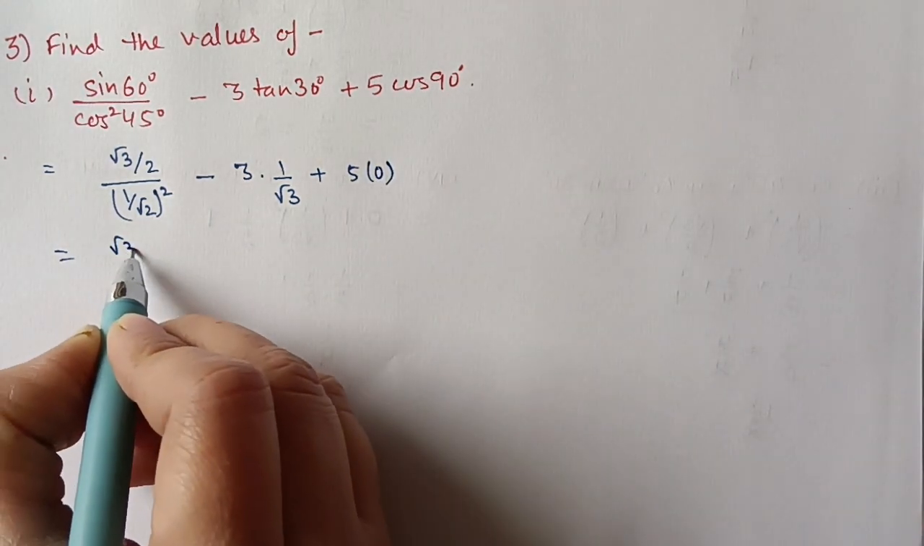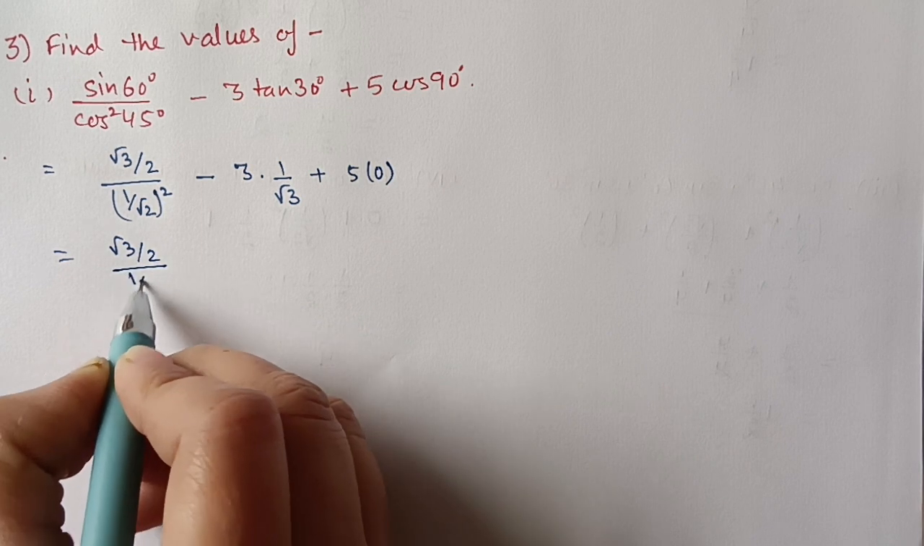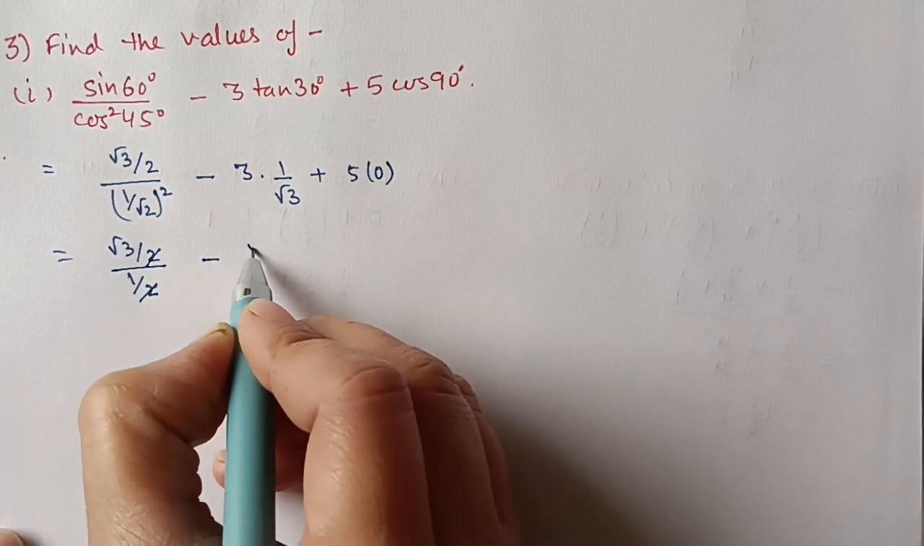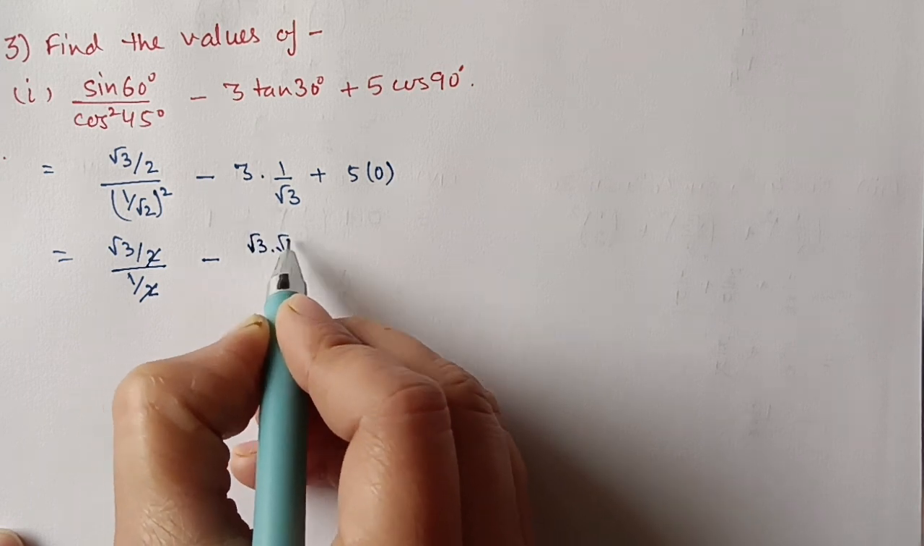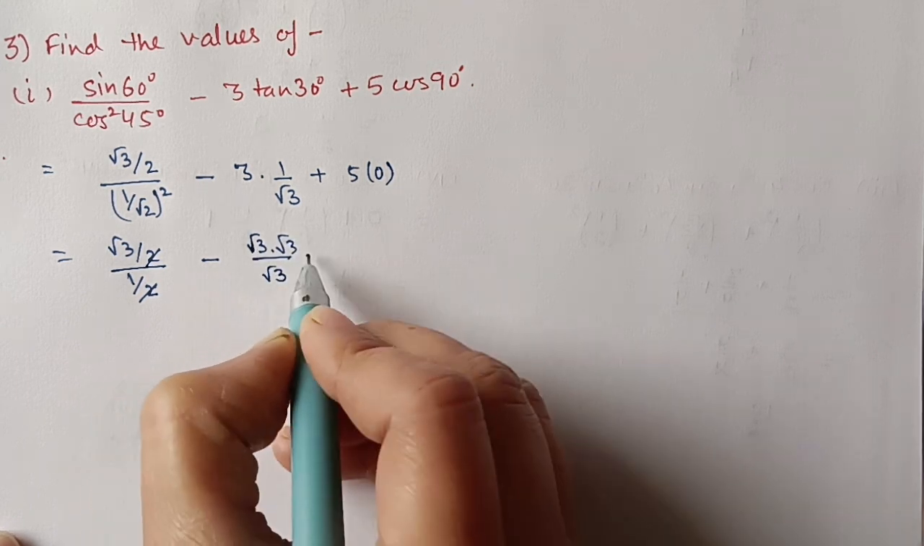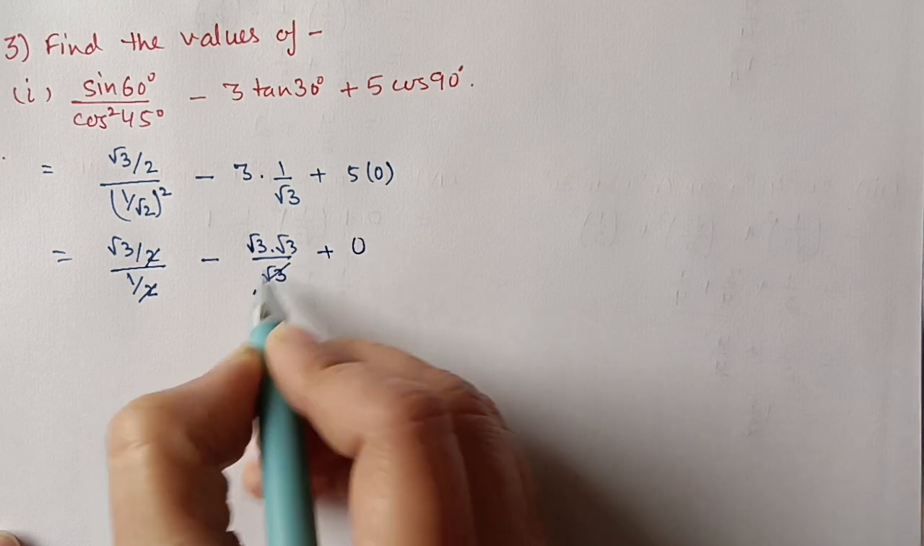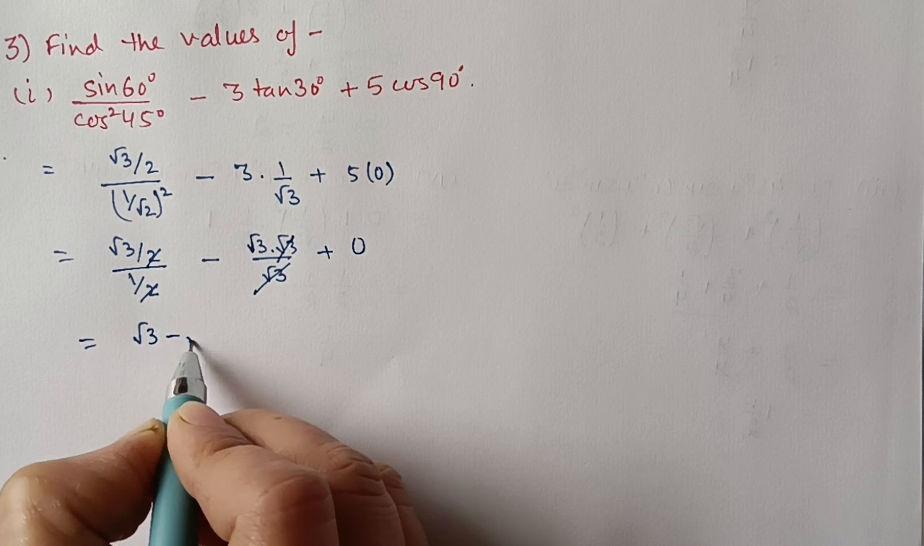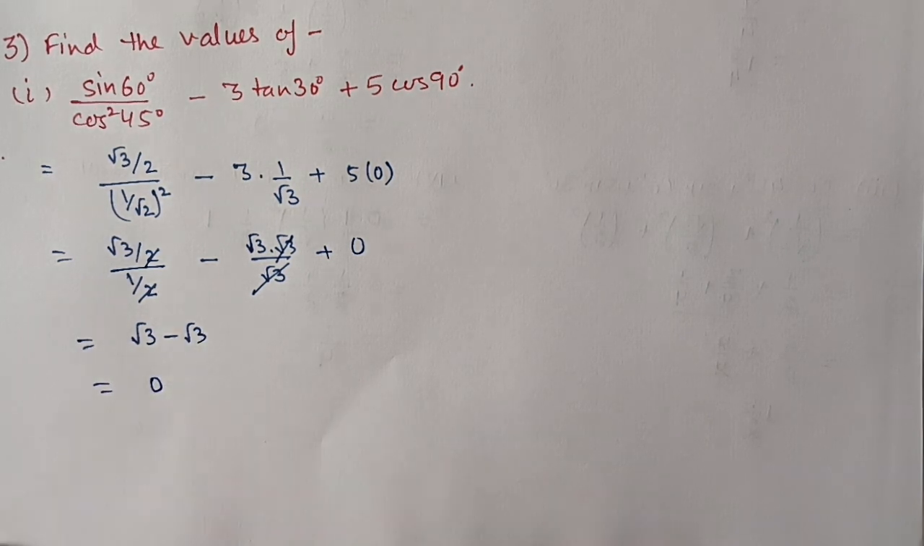Here root 3 by 2 and after squaring here you will get 1 by 2. So by 2 you can cancel. Root 3 you can write as root 3 into root 3 upon root 3 and this will become 0. This root 3 also you can cancel. Root 3 minus root 3 and finally answer will be 0.